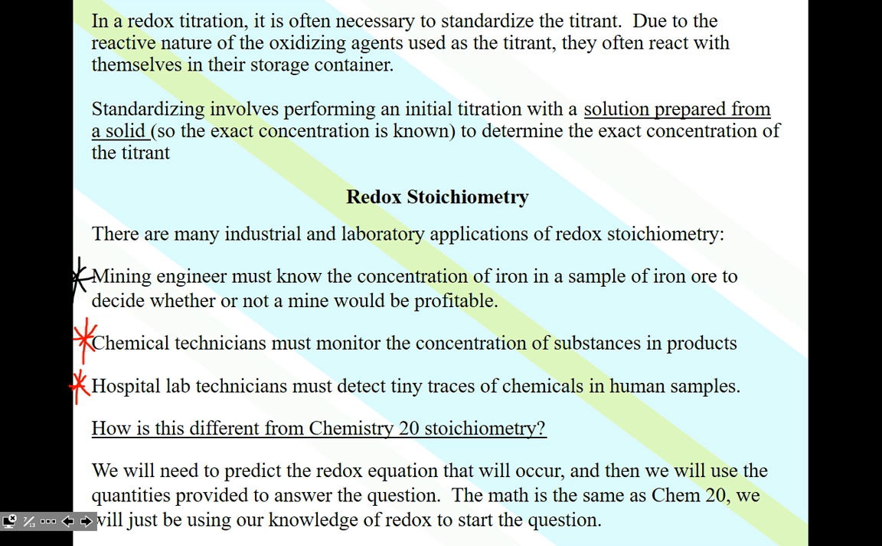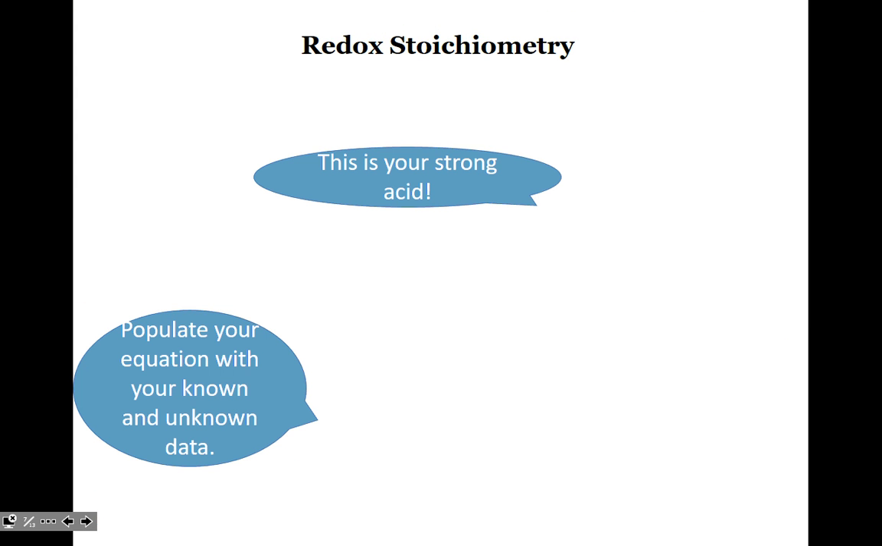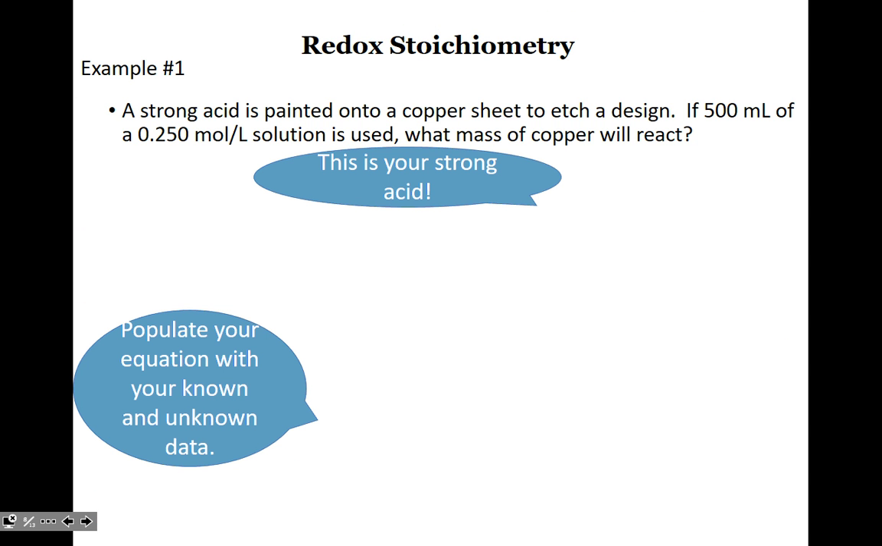And how is this different from Chem 20? We will need to predict the redox reaction or equation that will occur, and then we will use the quantities provided to answer the question. The math is the same as Chem 20. We just need to be using our knowledge of redox to start the question to set it up. By the way, you are not going to be tested on this, or this for that matter, just how to do the redox stoich. Okay, so here's an example.